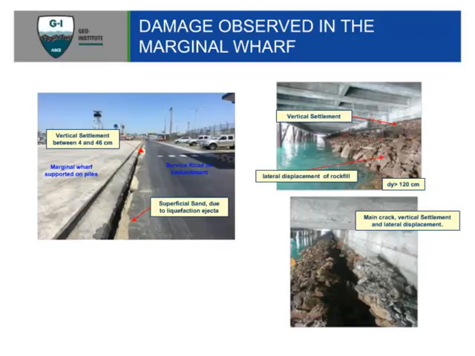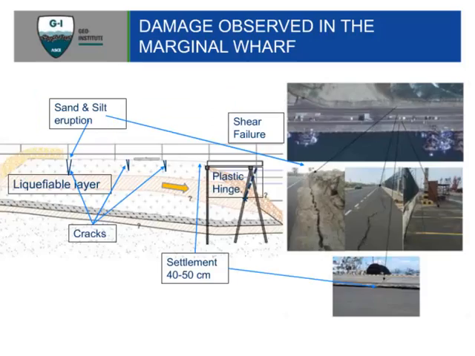This information you can find in the GEER report from Ecuador. We saw vertical settlements from 4 centimeters to 46 centimeters. This you can see from the left figure, the marginal wharf structure supported by piles, and you see the pavement that settled, and you see the sand ejecta. Also, you see the structure moved around 1 meter laterally.